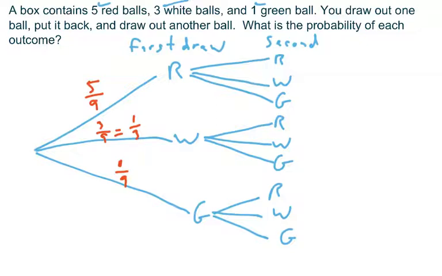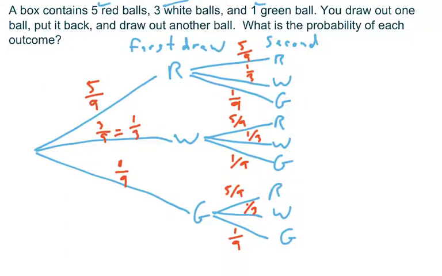Let's draw these probabilities on here as well. And they're going to be the same because after the first draw, you put the ball back and the box contains exactly what it had before. So the probabilities, again, are going to be 5/9, 1/3, and 1/9 in all scenarios. 5/9, I'll kind of write that like that because I'm a little cramped. 1/3, 1/9. 5/9, 1/3, 1/9.